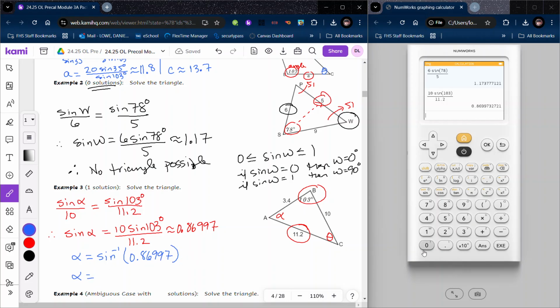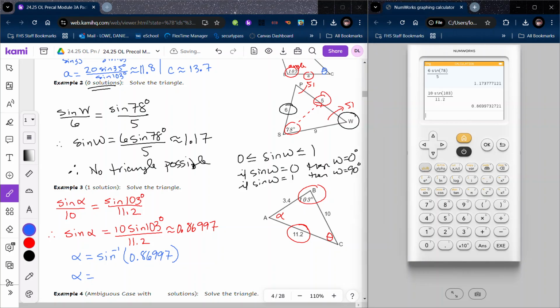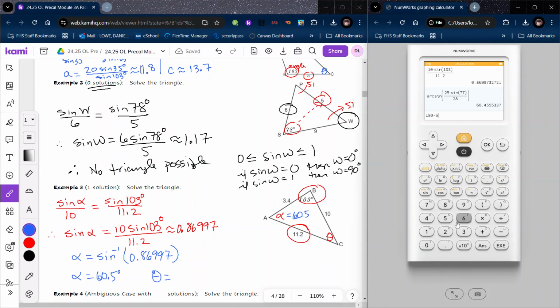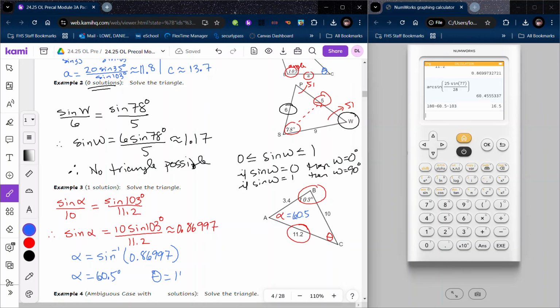Okay, so what does that mean for me? If I do the inverse sine, that's going to be shift to the arc sine of that angle, and that gives me approximately 60.5. So alpha is about 60.5 degrees. And if alpha is about 60.5 degrees, then I know theta is going to be 180 minus 60.5 minus 103, which gives me 16.5 degrees.